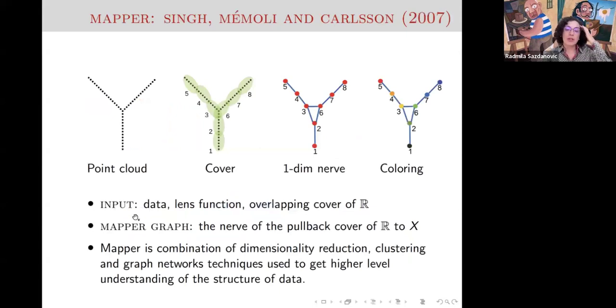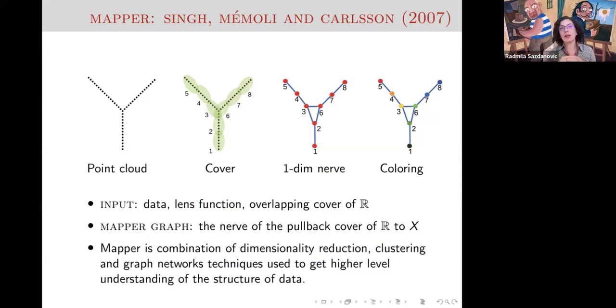The input is the data, the lens or the height function, and then the overlapping cover of R. And then the mapper graph can be thought of as the nerve of the pullback of the cover R back to X. This is what I've illustrated here with the lens from before. We get these components. Because the things overlap, we're going to connect 5 to 4, here 7 to 8. This is the graph that we get. And we can additionally color: if we are given some function, we can do extra coloring. So basically, mapper is a combination of dimension reduction, clustering, and graph network techniques to try to give us a better understanding of our data.